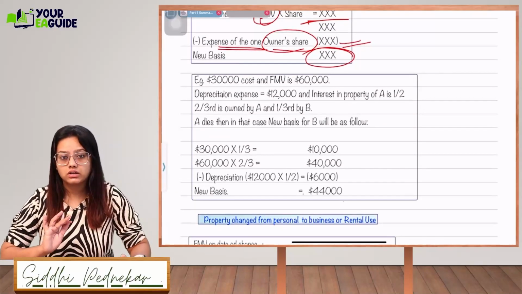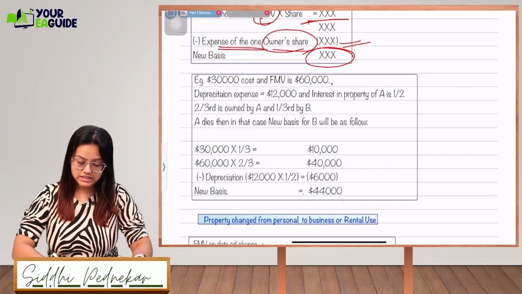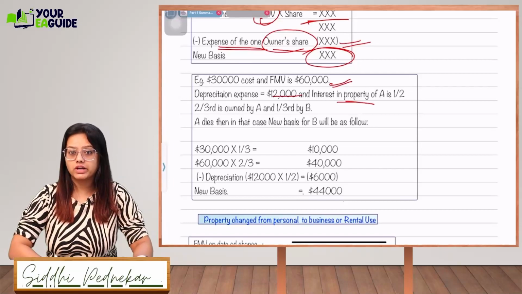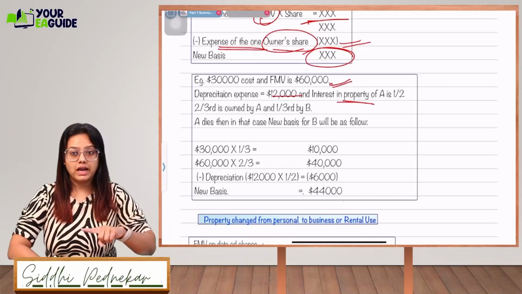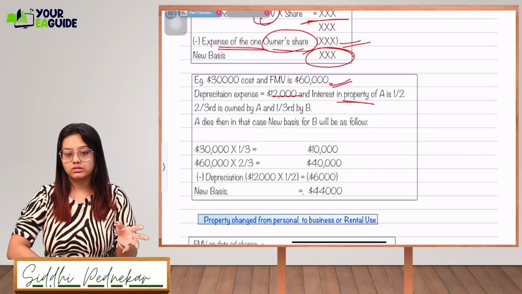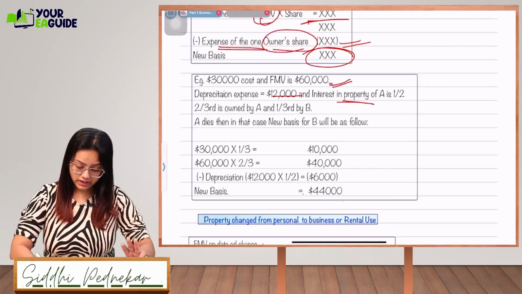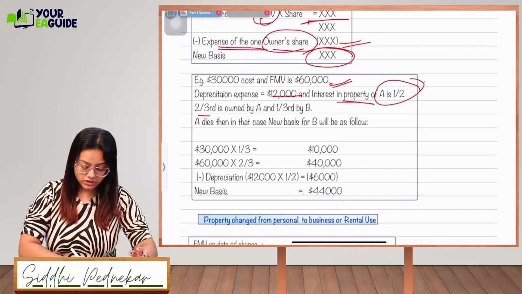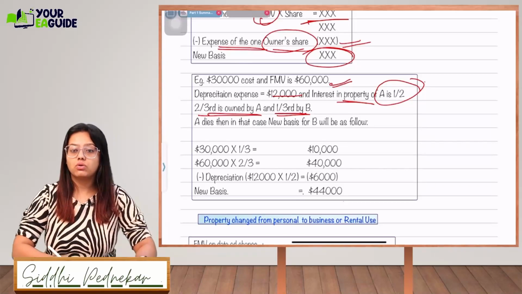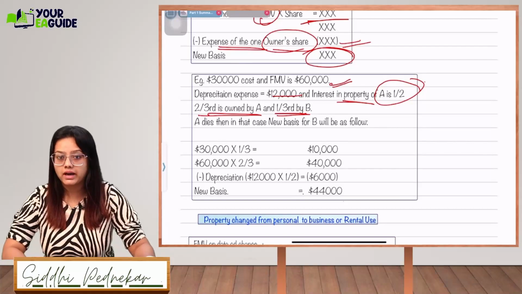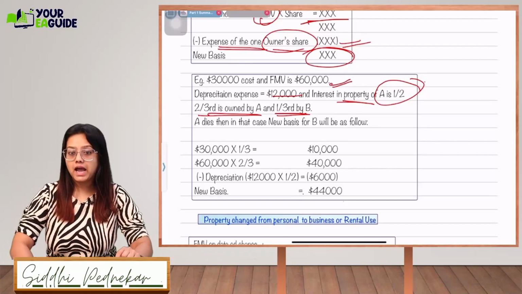So 30,000 cost is there and FMV is 60,000, right? Depreciation expense is 12,000, and there are total 3, I think. 2/3 is owned by A and 1/3 is owned by B. Just a minute, guys. 2/3 is owned by A and 1/3 is owned by B. Now A dies, what will happen?